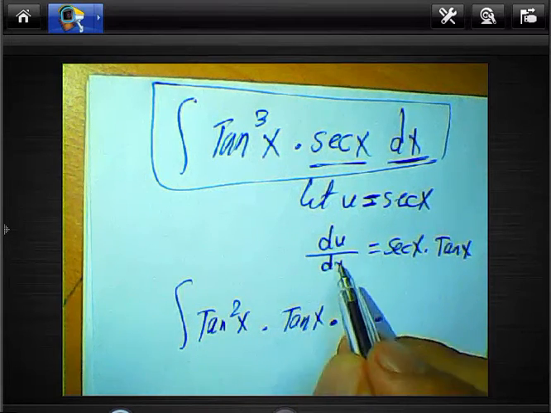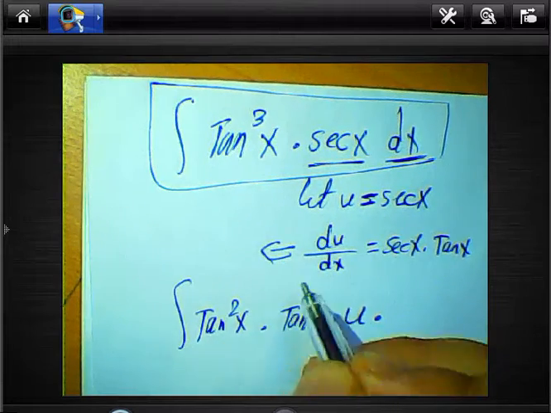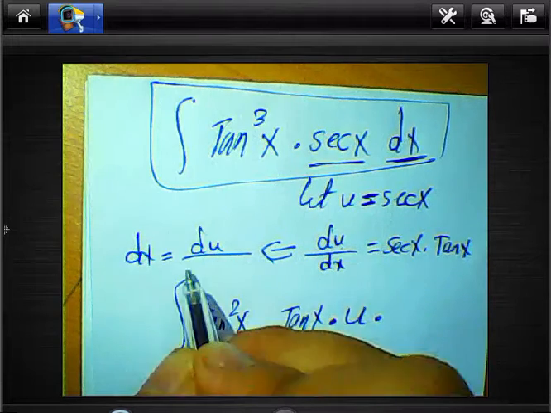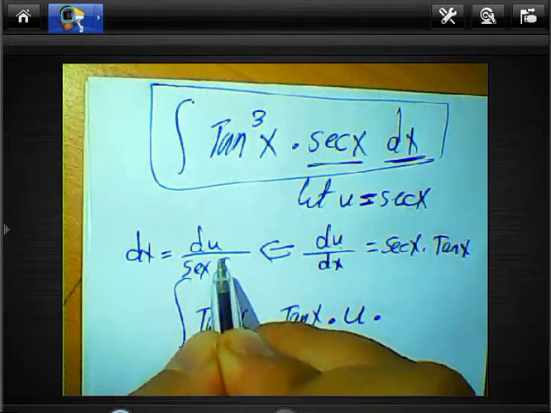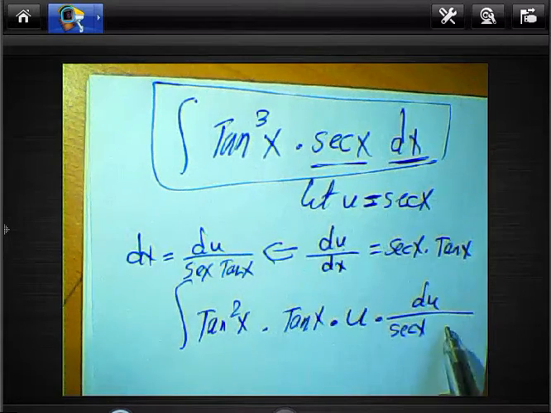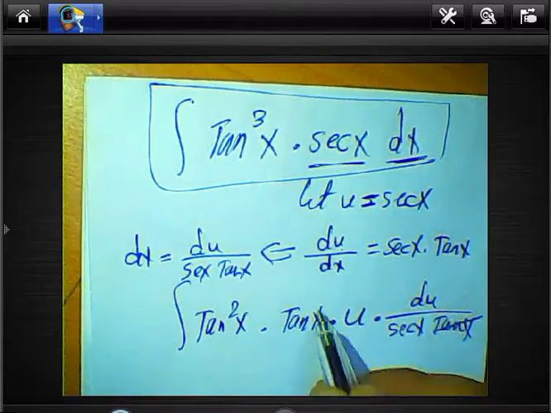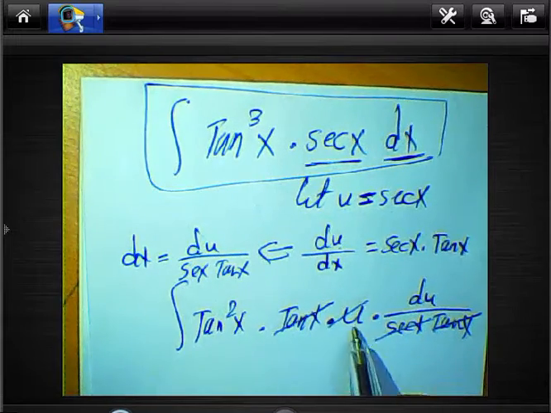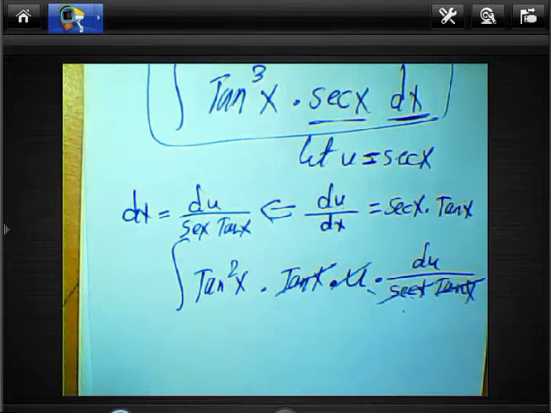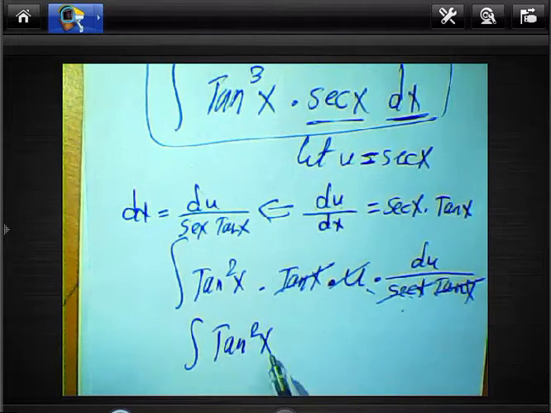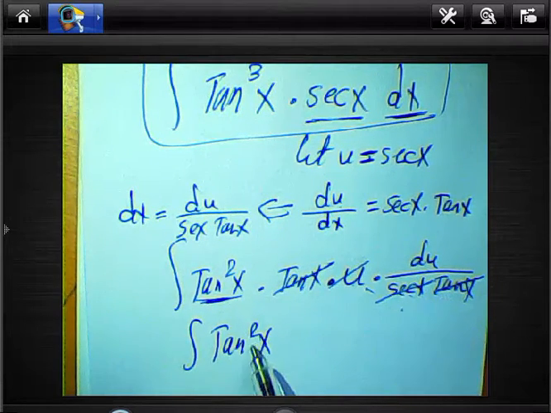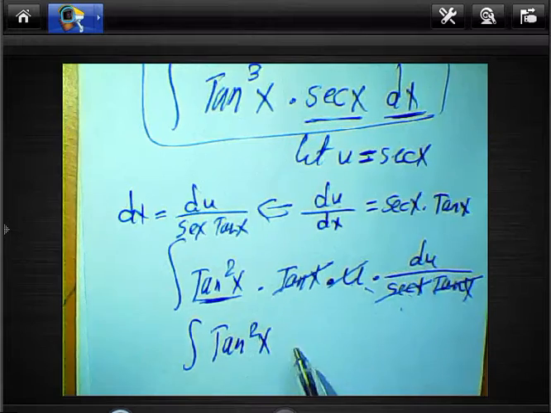We can write, look at here, dx equal du over sec x tan x. We can cancel tan x with tan x and sec x with u, because u equals sec x, so we cancel it. Then you can write the result here: tan to the power 2x du.